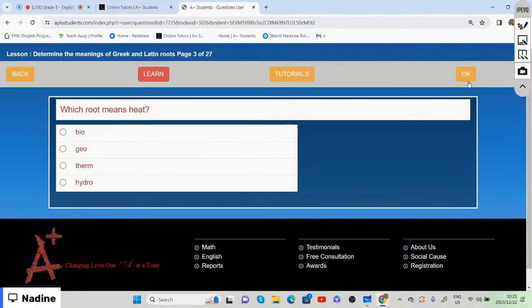All right, so which root means heat? So which root tells us or means heat? Is it bio, geo, therm, or hydro?